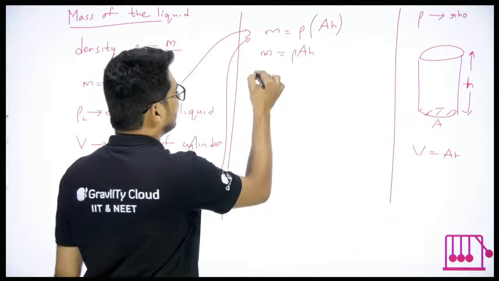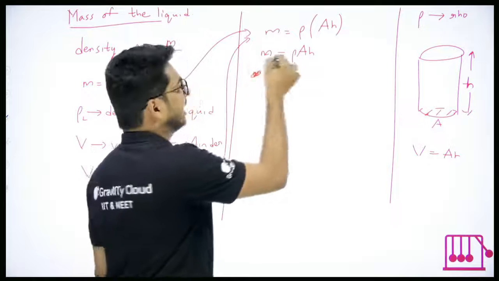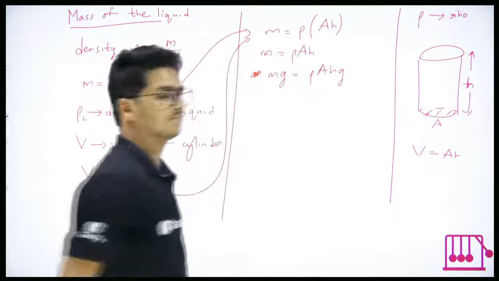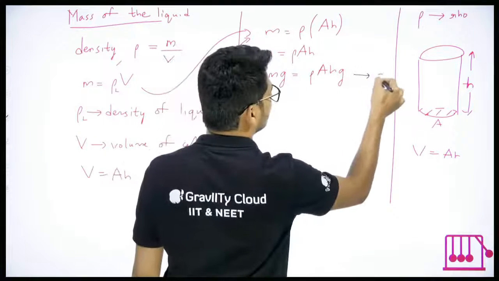Now what will mg become equal to? The weight mg will become equal to m into g. M is rho AH. So it becomes rho AH into g. Let us call this equation 2.